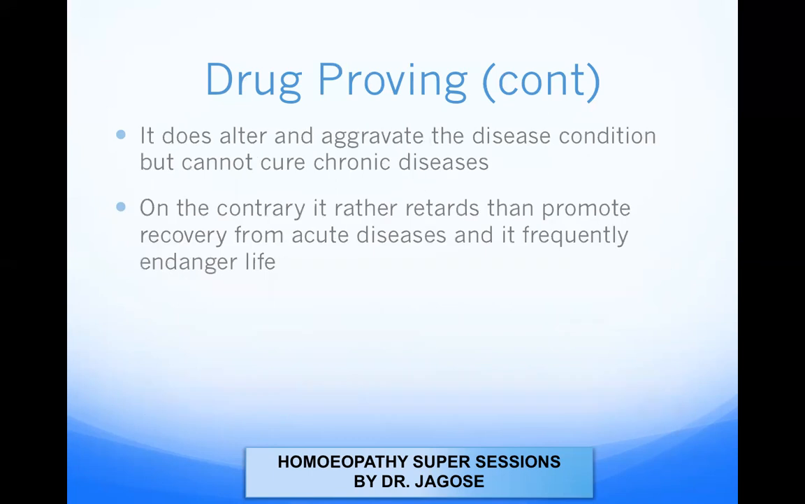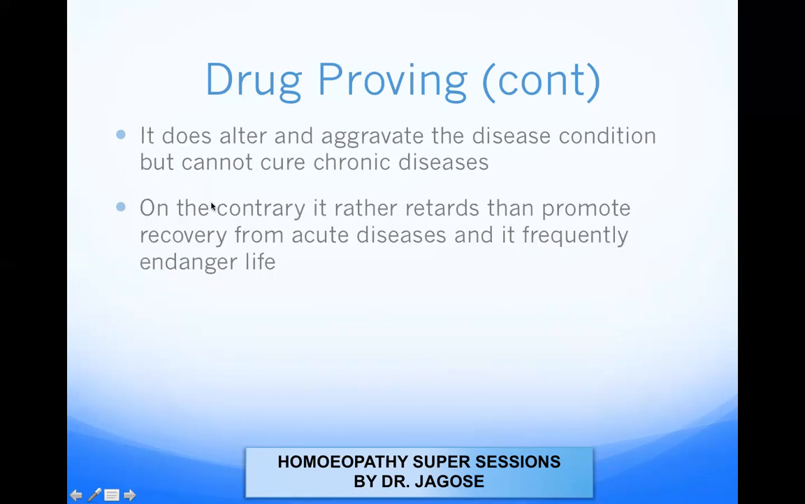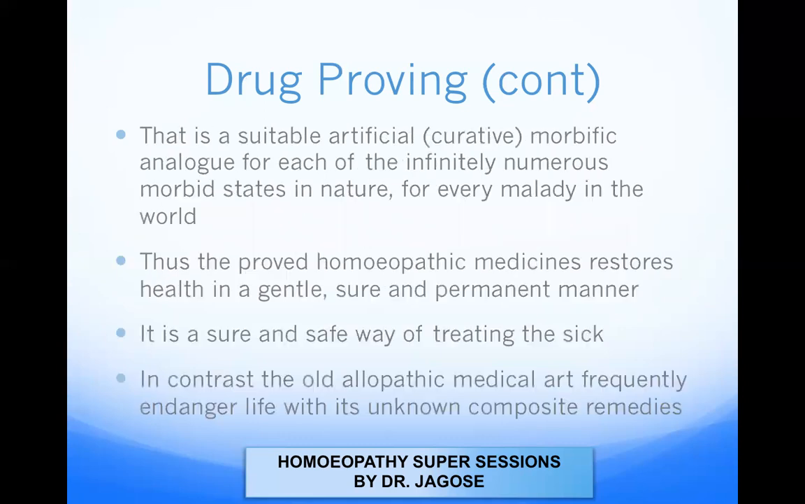It does alter and aggravate the disease condition, but cannot cure the disease. So the old school or the old allopathic method, when they use unknown composite remedies, what happens? It definitely alters and aggravates the disease condition, but it cannot cure the chronic disease. On the contrary, it rather retards than promotes recovery from acute disease, and frequently endangers life. So what happens? On the contrary, instead of recovery, it will endanger the life. Why? Because the medicines were unknown and they were composite in nature.